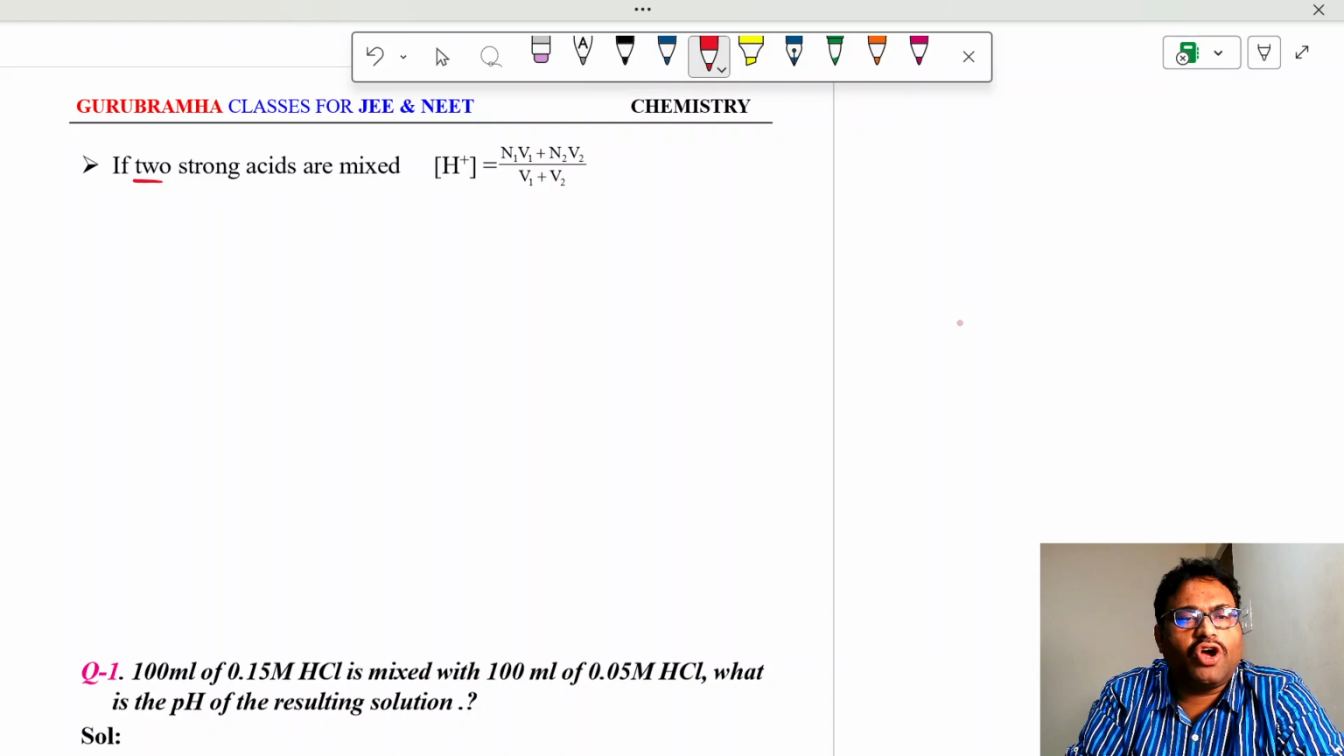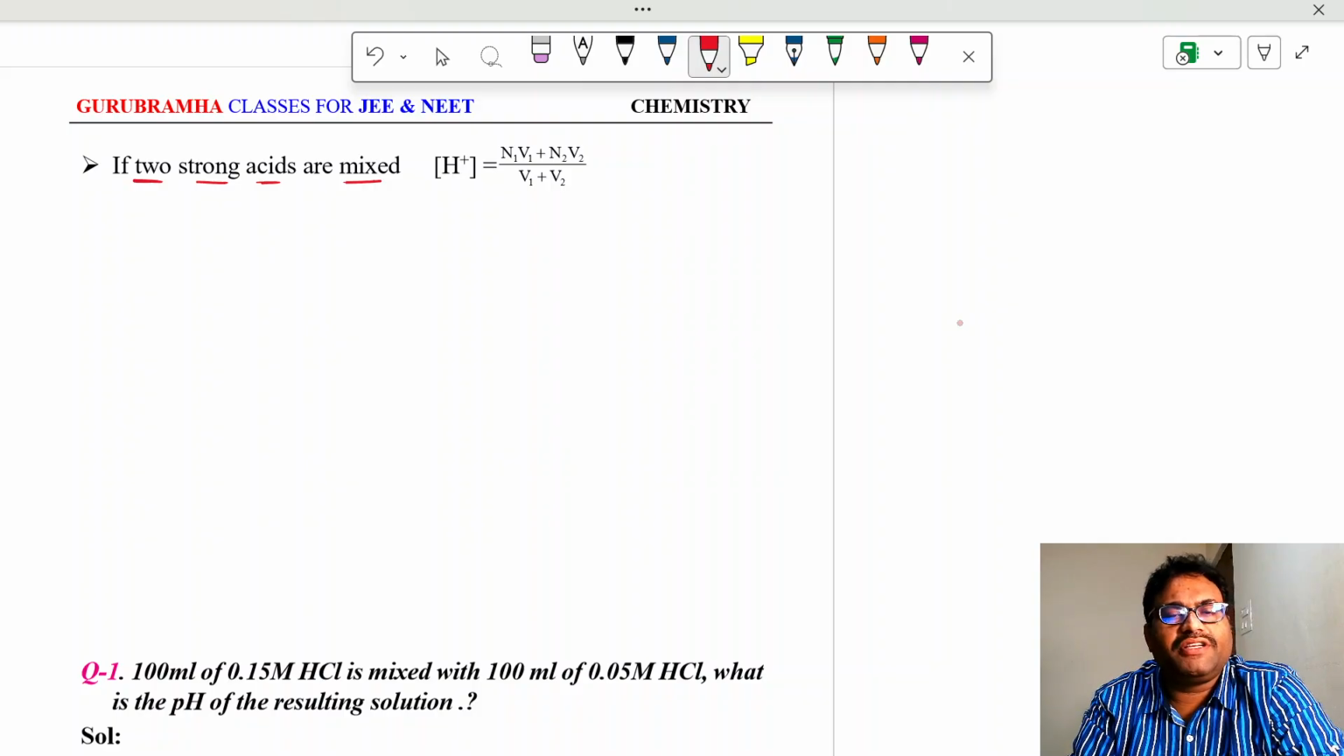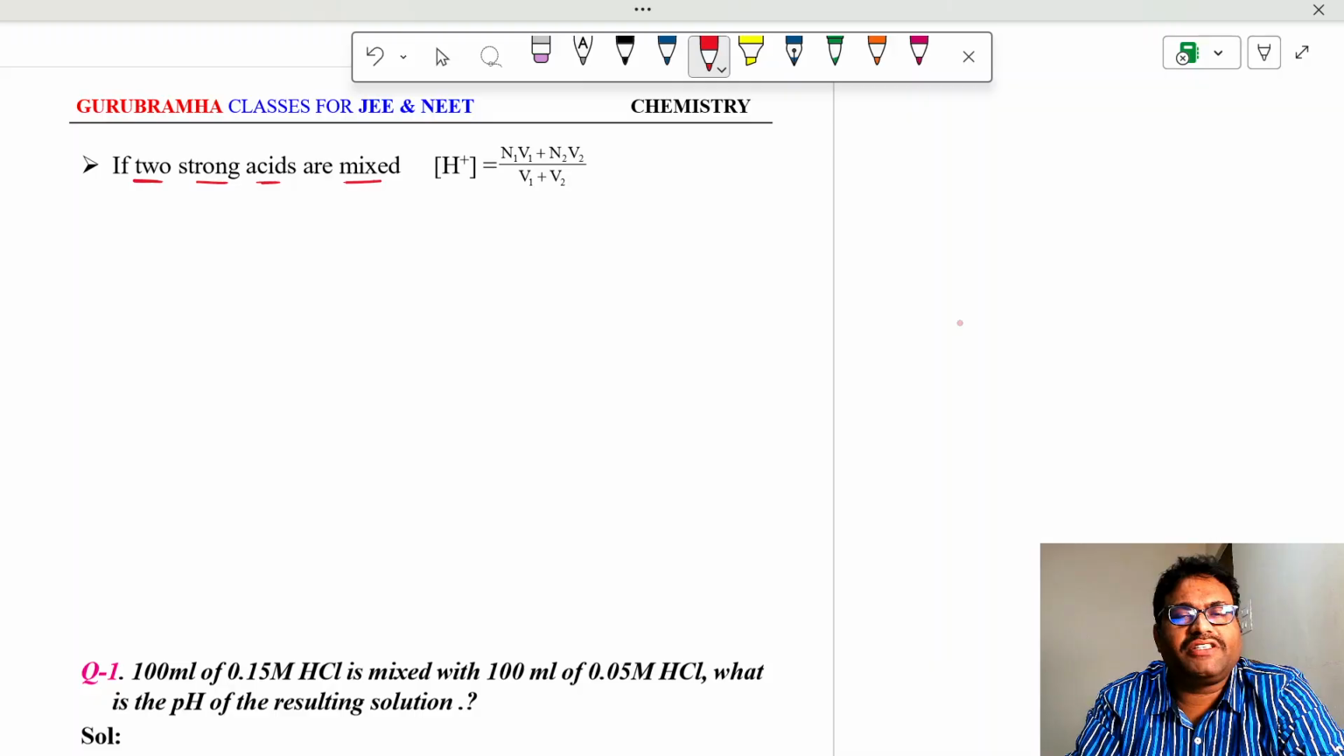If two strong acids are mixed, then the H plus ion concentration of that mixture, because two are strong acids, they may be same or different, but two acids must be strong. Then the H plus ion concentration of this mixture of solutions is given by N1 V1 plus N2 V2 by V1 plus V2.